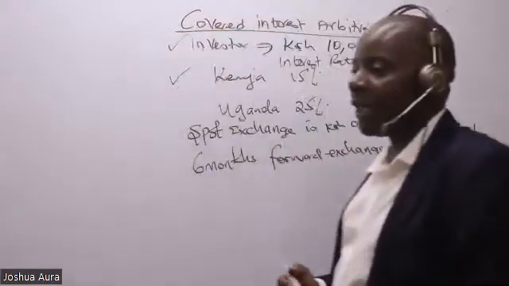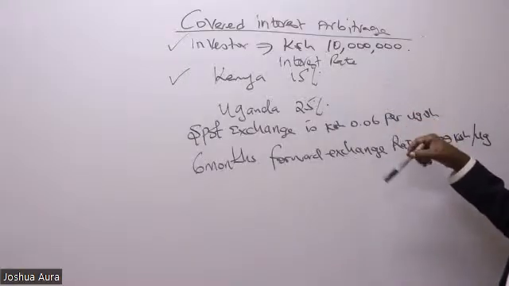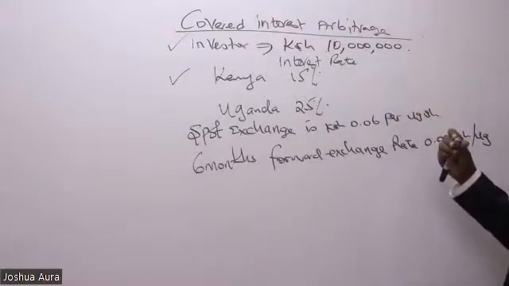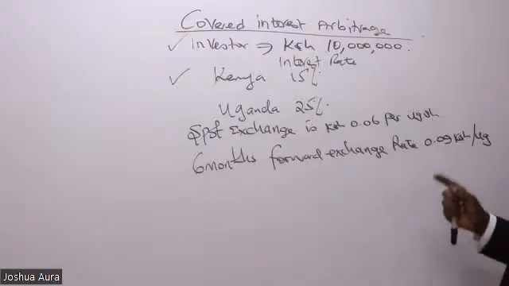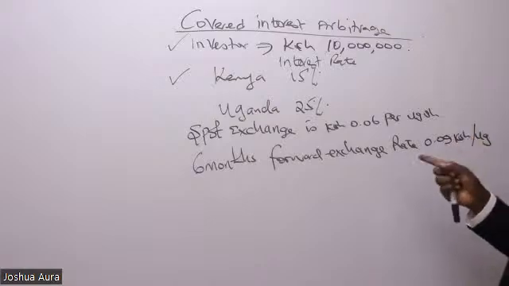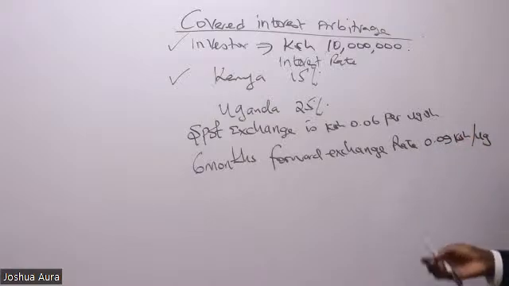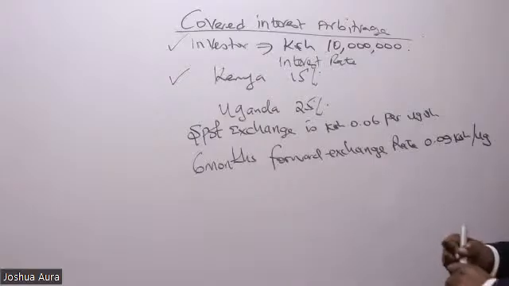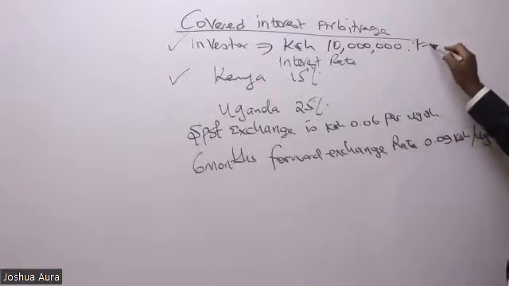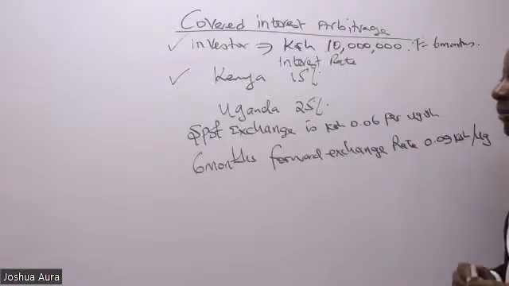Can somebody confirm, if you're writing your notes or watching the video, whether this is the kind of example that we had? Ladies and gentlemen, these are the figures here. Remember, the investor plans to invest Kenya shillings 10 million. In how many months' time? The period is 6 months.